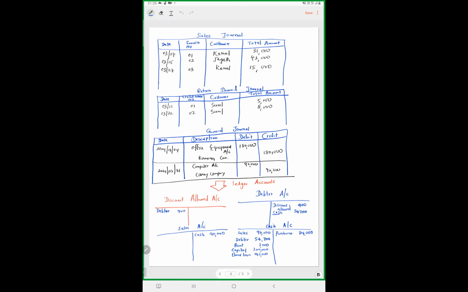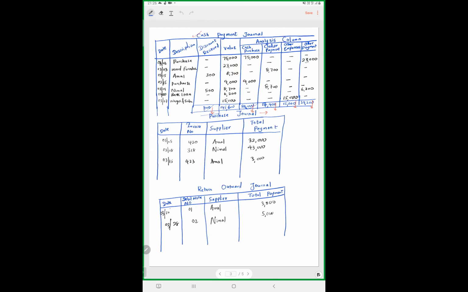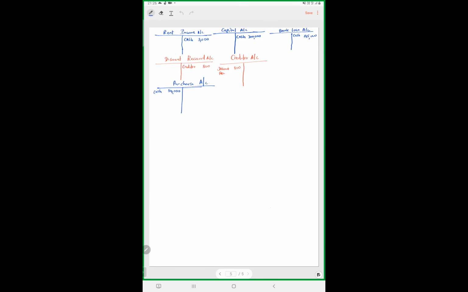Then next, creditor payments. So we are paying the amount 17,400. So then creditor accounts debit 17,400, we are paying the cash. Cash 17,400.